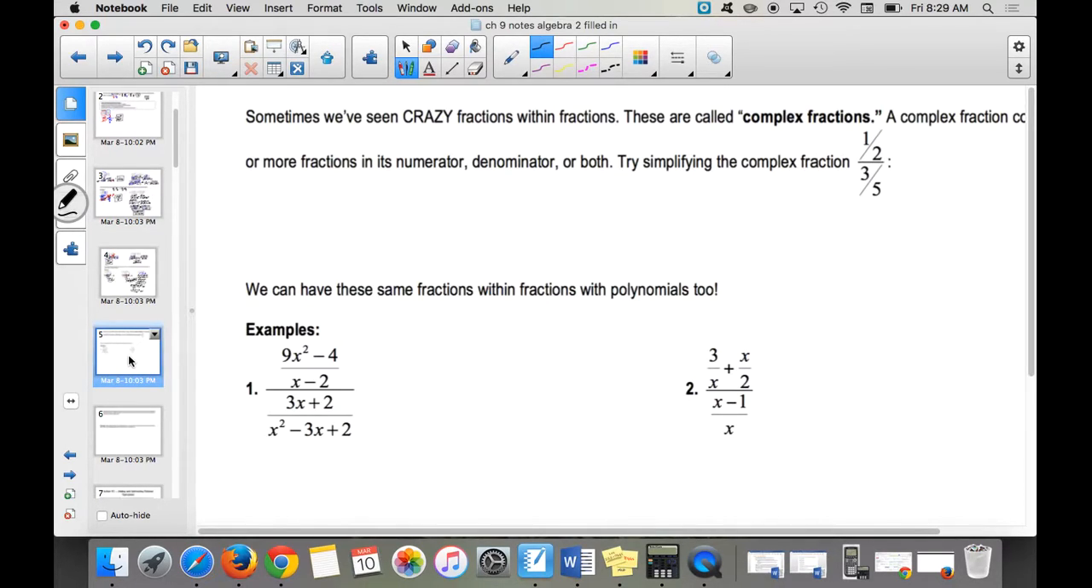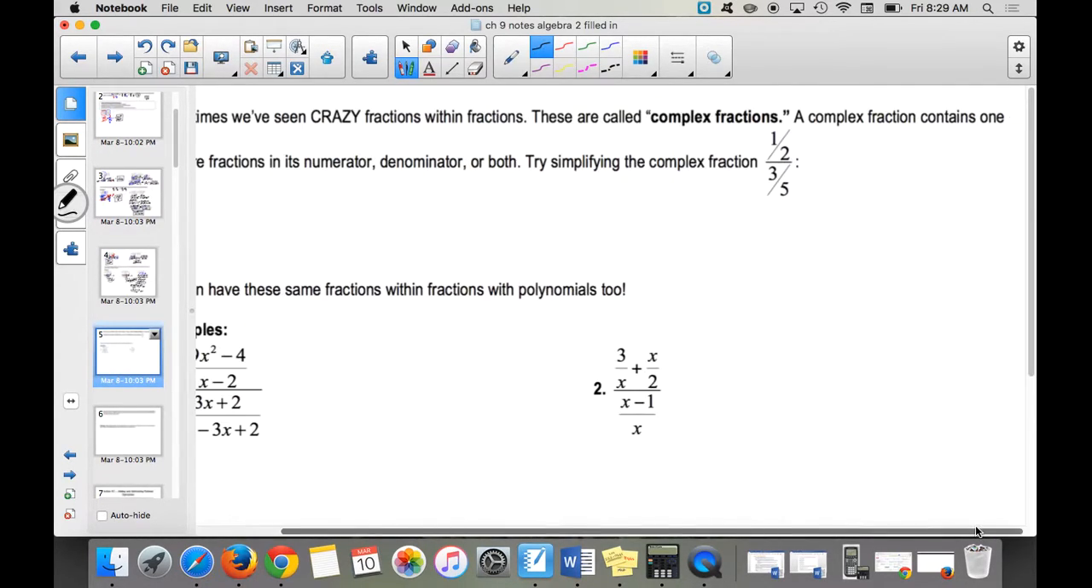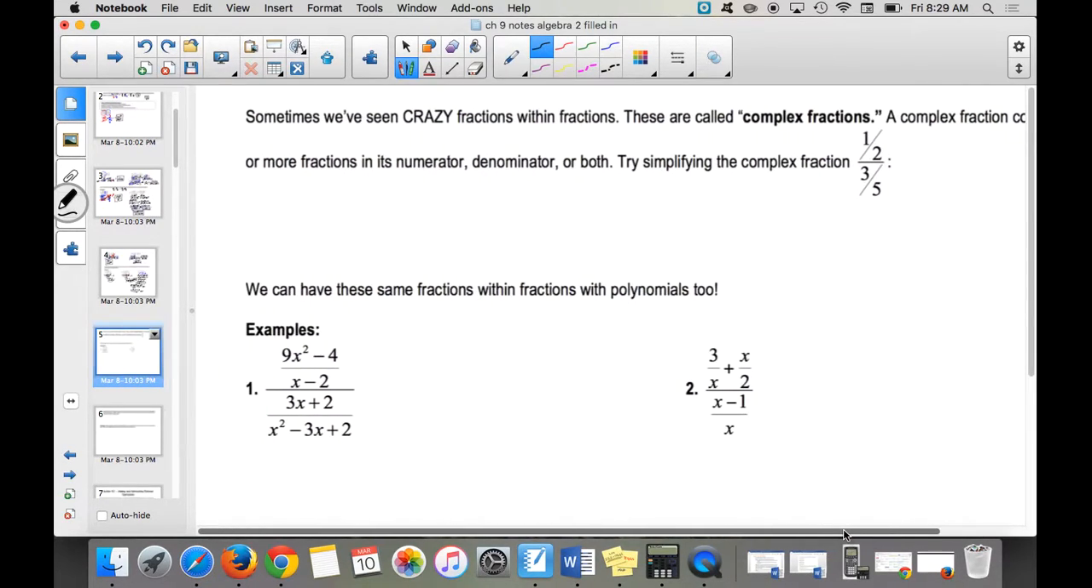So it says sometimes we've seen crazy fractions within fractions. So these are called complex fractions. I don't know why they call them complex fractions. There are no complex numbers in them. I guess it's complex as in difficult. They're difficult fractions. Not really that hard. You guys can do these. A complex fraction contains one or more fractions in its numerator, denominator, or both.